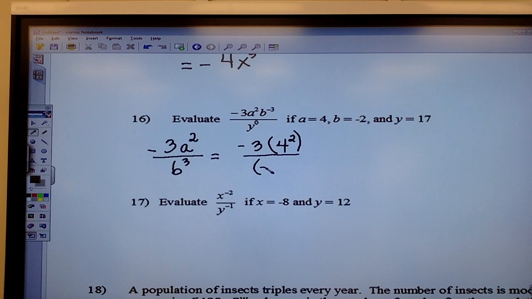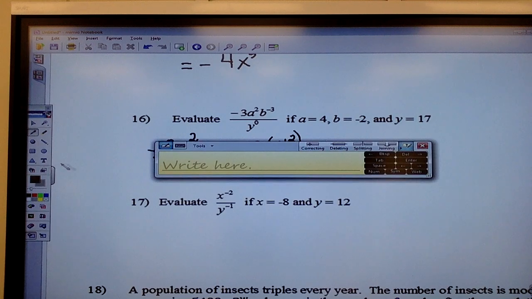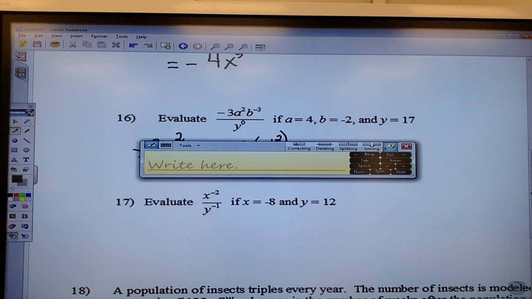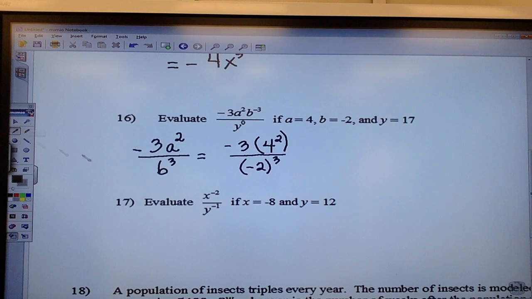B is negative 2. And I tell you what, I'm going to change that top, and I'm going to move this 2 to the outside of the parentheses.